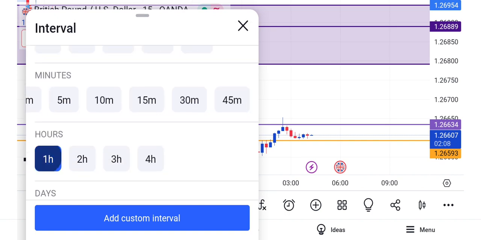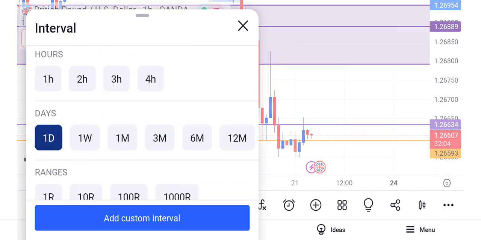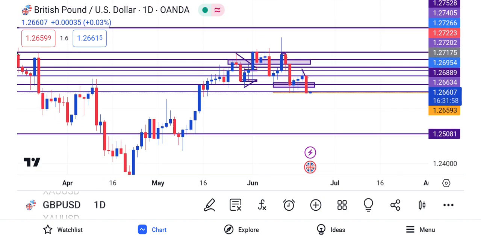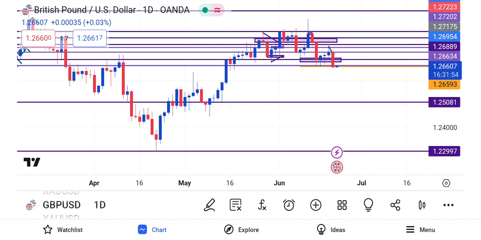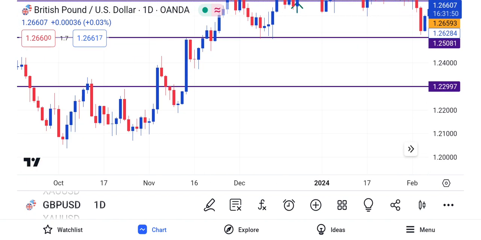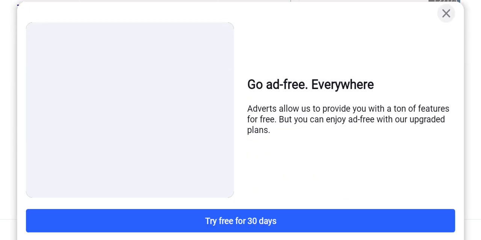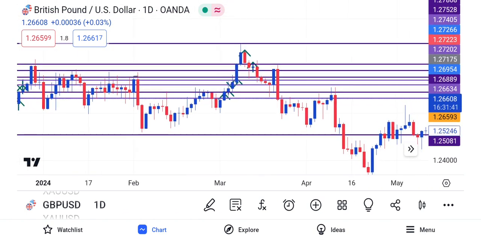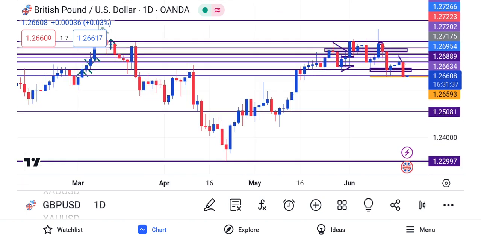I'm going to show you. Let's start on the daily. I just want to break everything down to you. Remember, this is GBPUSD. So on the daily, we see that, matter of fact, price is bullish. Price is going to the upside.